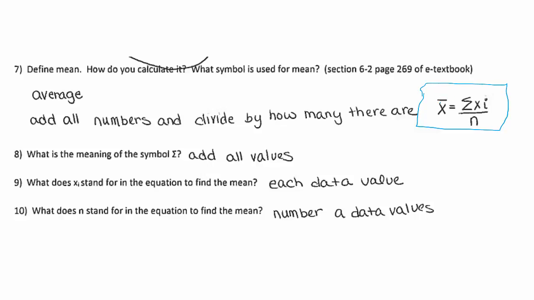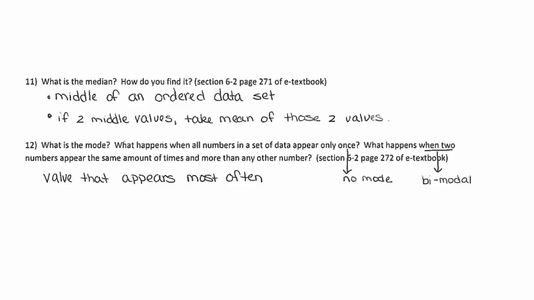X with the line over it, called X bar, is the symbol for mean. This goofy looking letter is the Greek letter sigma, and it means to add up all the values. X with the subscript i stands for each piece of data. So this is saying add up each piece of data, and then n in statistics always stands for the number of data values, so divide by how many there are. We'll see some of those symbols on our calculator, but as I said, we'll worry about it next week.